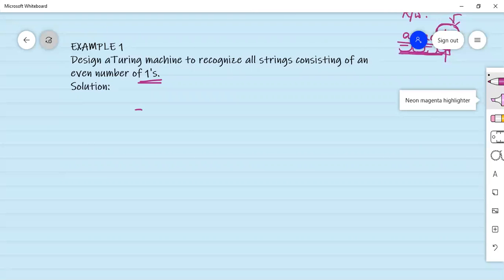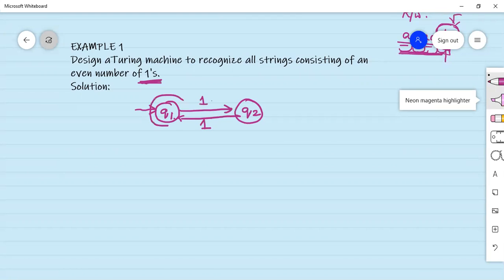So what did you do for the DFSM? Let us say you are in state Q1, and if you get a one, because we are talking about an even number of ones, for every odd number of ones you will change state to Q2. When you get the next one, which will make it even, you will come back to state Q1. So I'll make Q1 the final state, so that it accepts only an even number of ones.